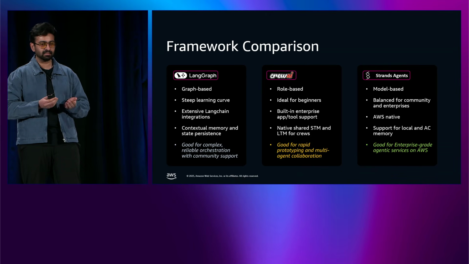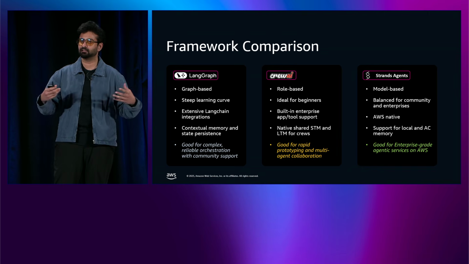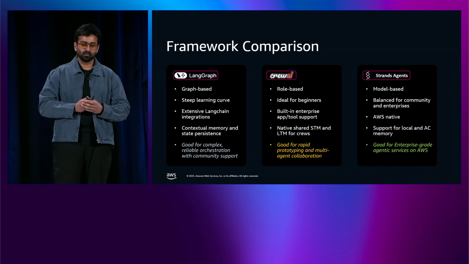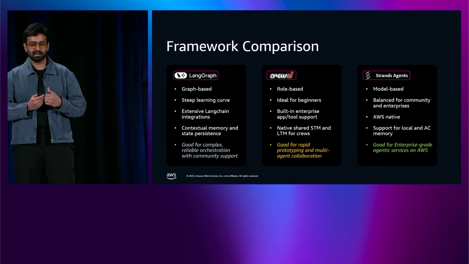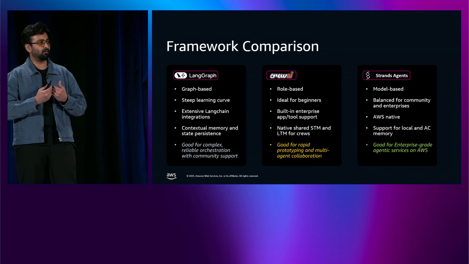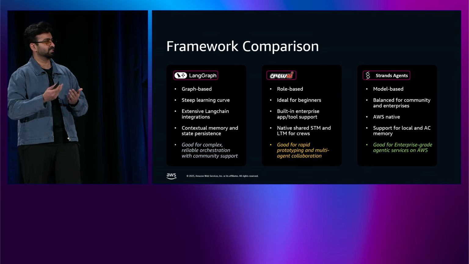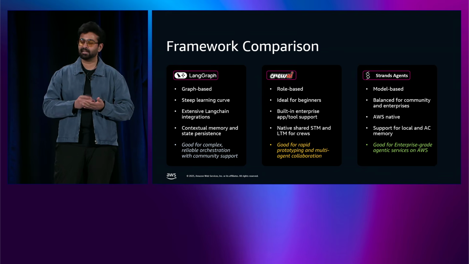CrewAI, on the other hand, is really easy to get started with, and especially for role-based and team-based agents where you're running a multi-agent crew, this is the best place to start. With Strands, which is our own open source agentic framework, we provide a model-based approach, and it has access to local as well as AgentCore memory, for example. And this is ideal for a starting point for enterprise-grade agentic applications that's running on AWS, right? So you have all of these choices. You might have many more.